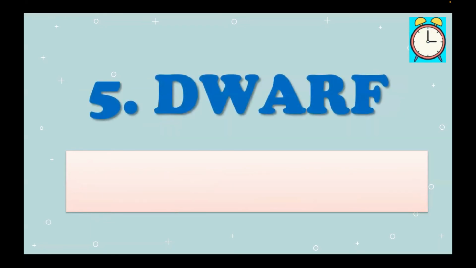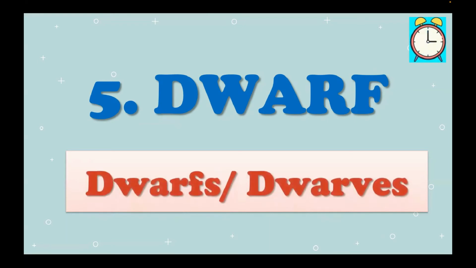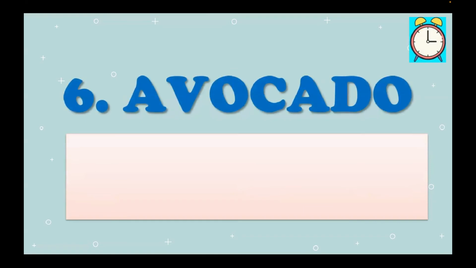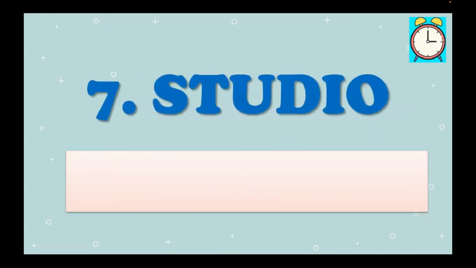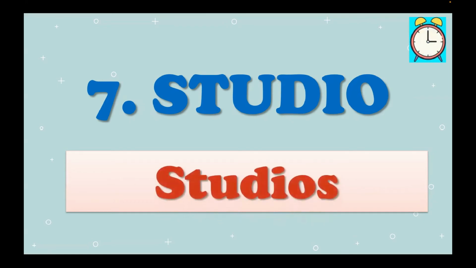Next, number 5 is dwarf. Dwarf. The plural form of dwarf could be dwarfs with S or dwarves with VES. Next is the word avocado. The plural form of the word avocado is avocados or avocadoes. Next, number 7 is studio. The plural form of the word studio is S only because this is vowel plus O.